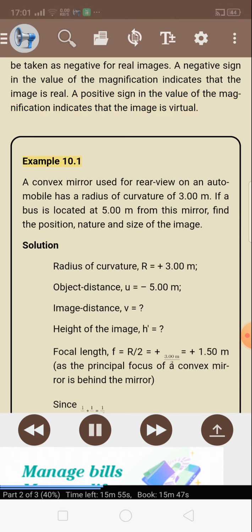Example 10.1. A convex mirror used for rear view on an automobile has a radius of curvature of 3.00 meters. If a bus is located at 5.00 meters from this mirror, find the position, nature, and size of the image. Solution. Radius of curvature R equals plus 3.00 meters. Object distance u equals minus 5.00 meters. Image distance v equals ? Height of the image h' equals ?